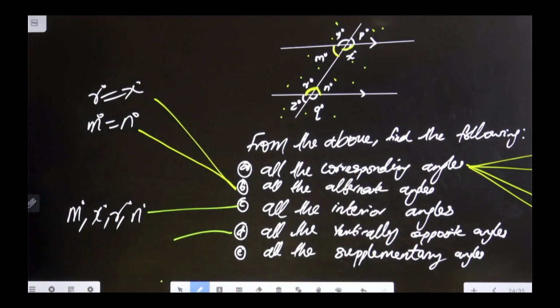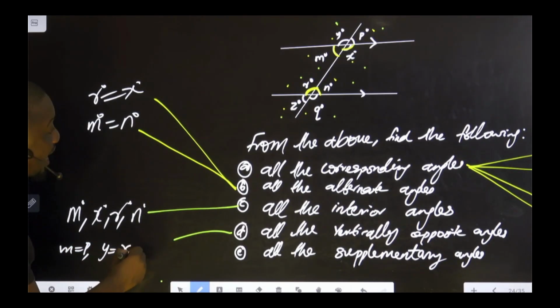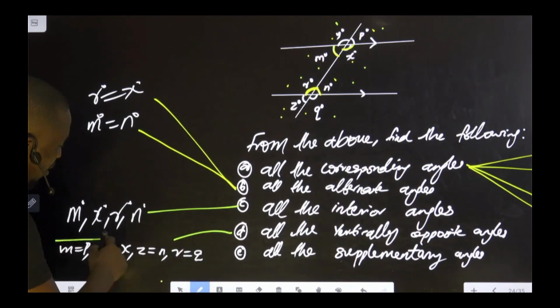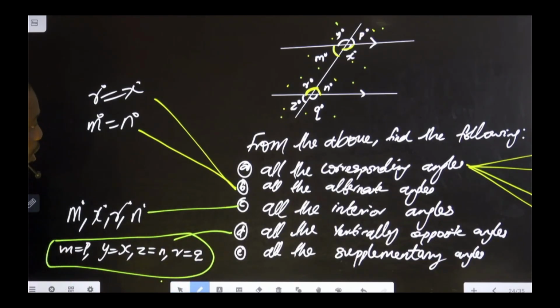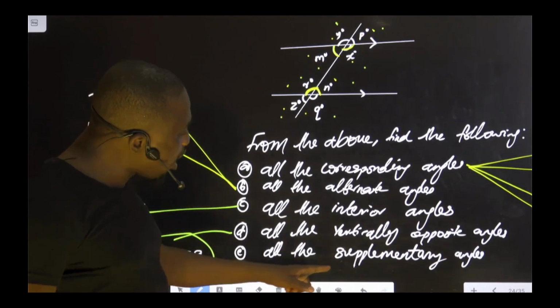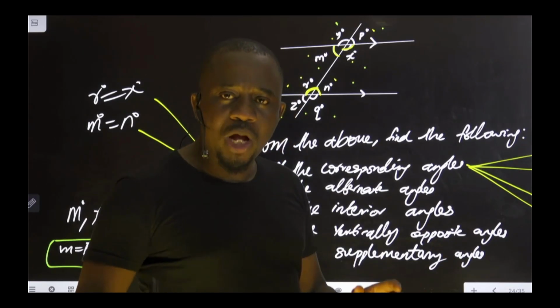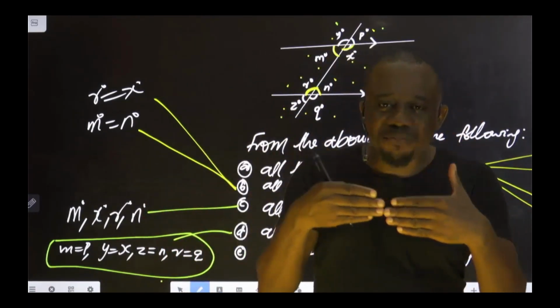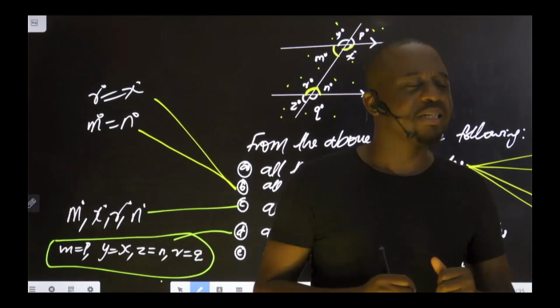So let's do that. We're going to say M is equal to P, comma, Y is equal to X, comma, Z is equal to N, comma, R is equal to Q, comma, because what? They are all vertically what? Opposite. Lastly, all the supplementary angles. What are the supplementary angles? Supplementary angles are angles where you add them together, you have what? 180 degrees. So let's see.